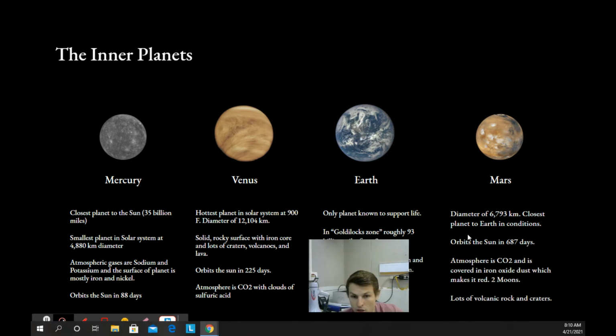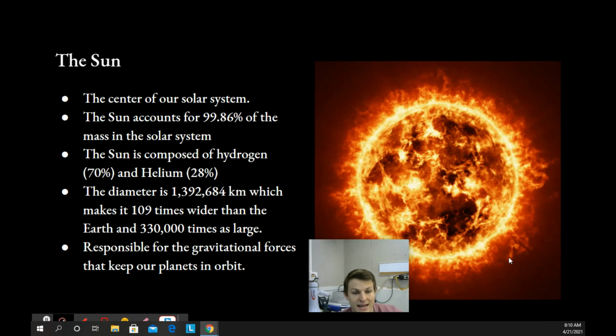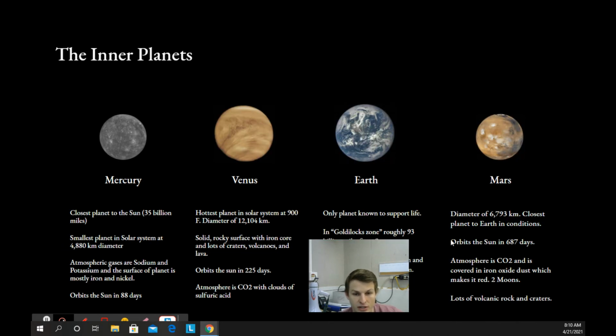Next thing we have is Mars. Mars is the only other planet that we've really explored. We have rovers there. Diameter of 6,793 kilometers. It's bigger than Mercury, but it's closer to Mercury in size than Venus and Earth. It orbits the sun in 687 days, so almost double the calendar year of the Earth.